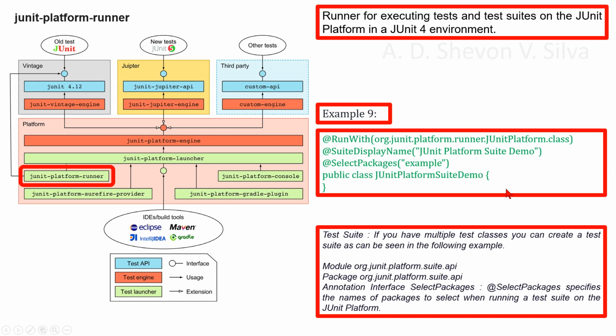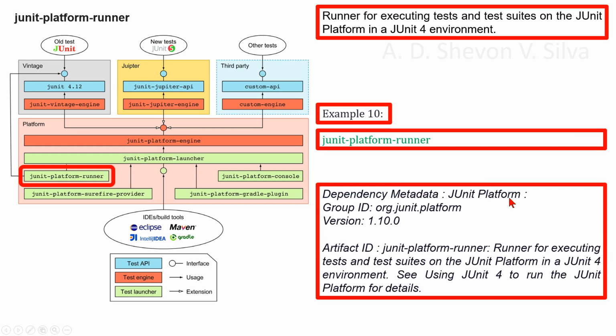The test classes and suites annotated with @RunWith(JUnitPlatform.class) cannot be executed directly on the JUnit platform or as a JUnit 5 test as documented in some IDEs. Such classes and suites can only be executed using JUnit 4 infrastructure. Now we are considering the artifact JUnit platform in dependency metadata. Artifact ID junit-platform-runner in group ID org.junit.platform, the runner for executing tests and test suites on the JUnit platform in a JUnit 4 environment.